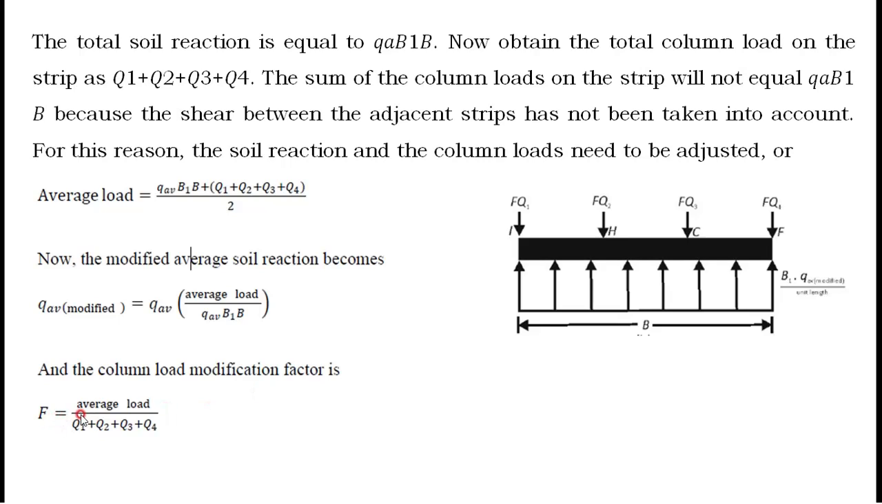Then after getting this q average modified, we will get a column load modification factor, that is the F value. F value says that average load divided by the sum of q1, q2, q3, q4. Okay, then you will get a modified F value. This modified factor is multiplied to all columns again, that becomes your Fq1, Fq2, Fq3, Fq4. Okay, now these become the F's.